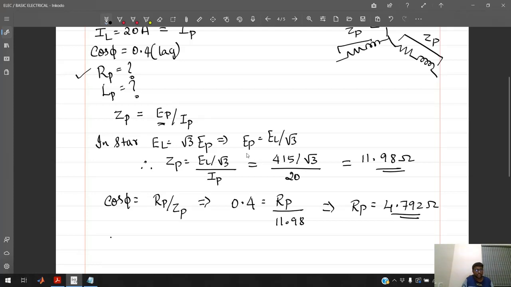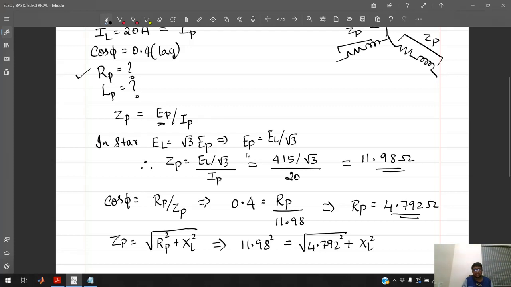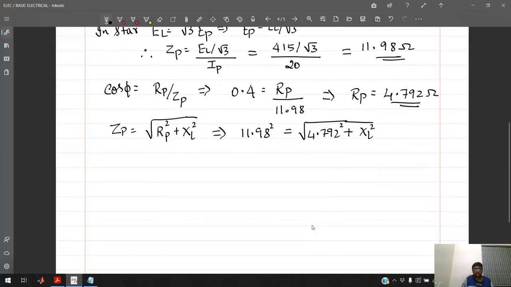Next, you know that ZP is equal to square root of RP square plus XL square, right? So it's an RL circuit. That implies ZP, which is 11.98, is equal to square root of 4.792 square plus XL square. Now, if you solve this, you are going to get the value of XL as equal to 10.9798 ohms. So once you calculate the value of XL, you can easily calculate the value of L.